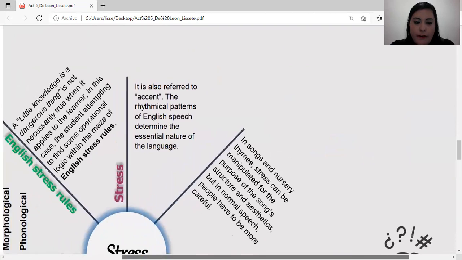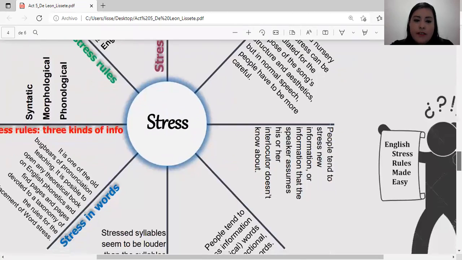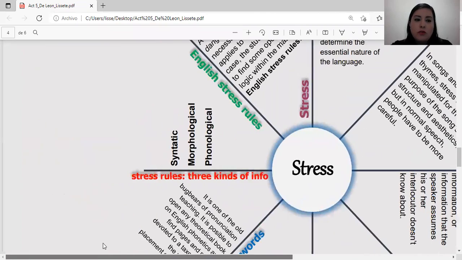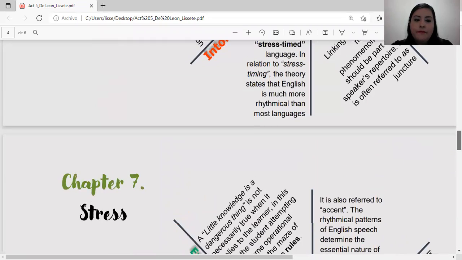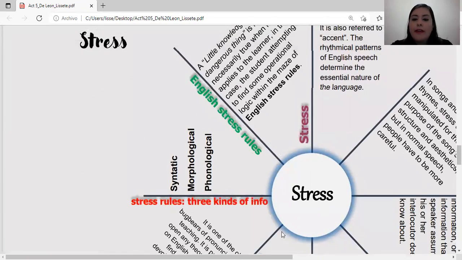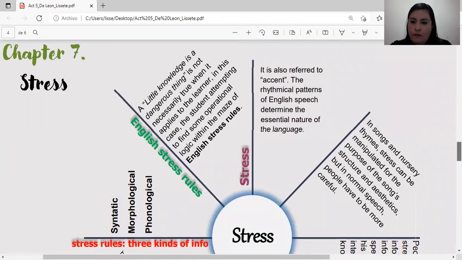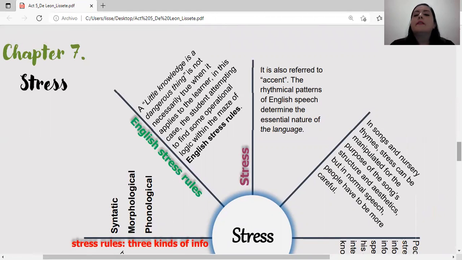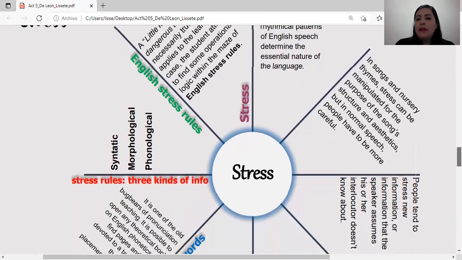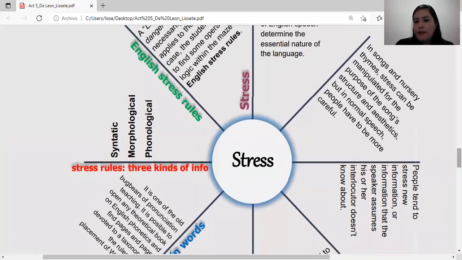Okay. Finally, the last subheading is stress, according to chapter 7. What about the stress? What is it? It is also referred to as accent. The rhythmical patterns of English speech determine the essential nature of the language. So we have some main ideas about stress over here.